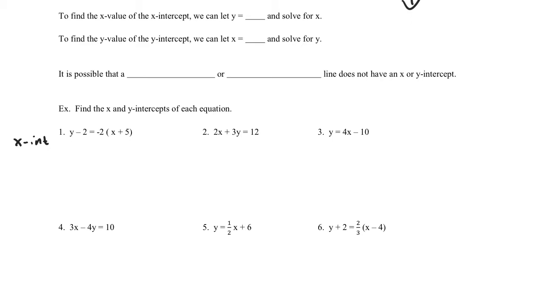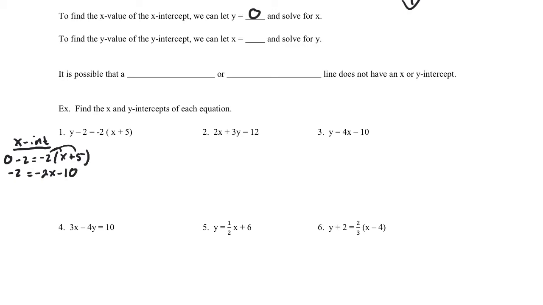So to find our x-intercept, we are going to let y equal 0. That means anywhere I see a y, I'm just going to substitute in 0 instead. So here we're going to have 0 minus 2 equals negative 2 times x plus 5. So we just need to solve for x. We're going to combine any like terms, distribute and simplify, and then solve. So 0 minus 2 is negative 2. And then over here, I'm going to distribute, so this is going to be negative 2x minus 10.